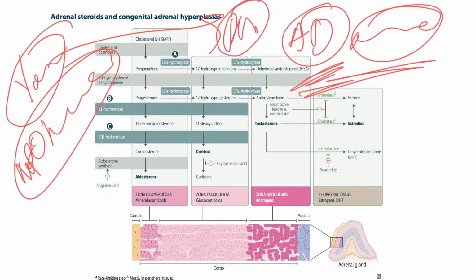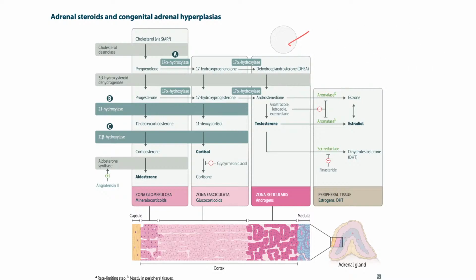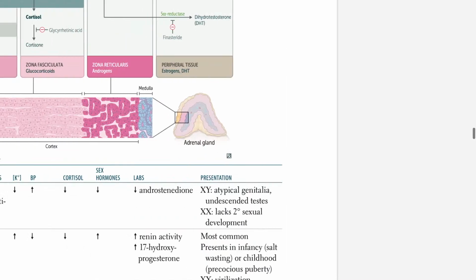Okay, let's move on with the next thing now. That is going to be the adrenals, high yield adrenal steroids, congenital adrenal hyperplasia. Here it's simple. Let's talk about the first thing here. So let me zoom in.